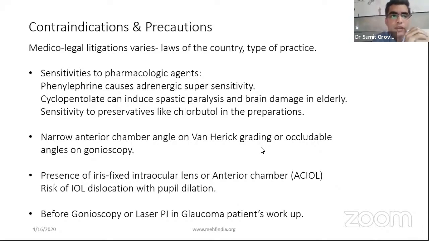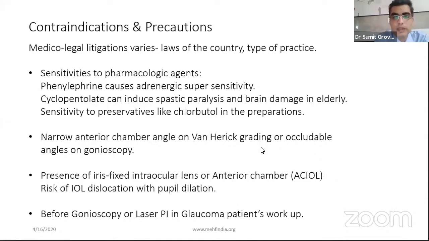We should be careful about, like any other oral or topical drug, allergic reactions: phenylephrine, cyclopentolate, and sensitivity to preservatives like chlorbutyl. If you see the vial of tropicamide or phenylephrine or any other dilator or cycloplegic drug, you will find a chlorbutyl preservative. It is very notorious for inducing allergic reactions in patients.